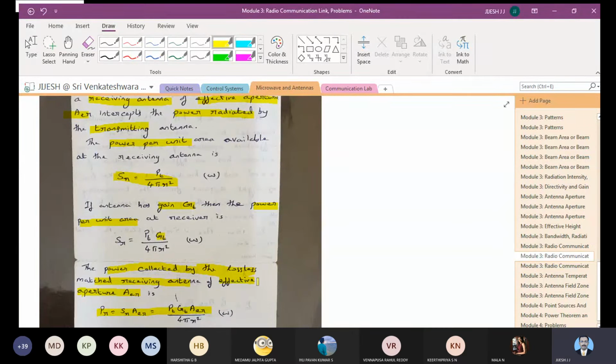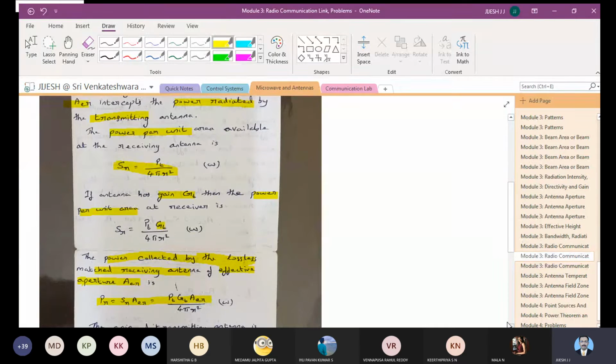So it's very easy. It's not too complicated. There are no difficult steps. Here we are going to use the gain and the aperture and all those things. All of you have completed till the equation for PR, PT GT AER divided by 4 pi r square.